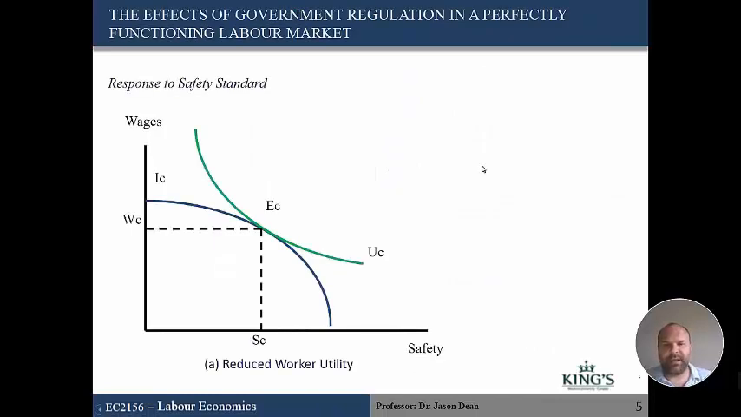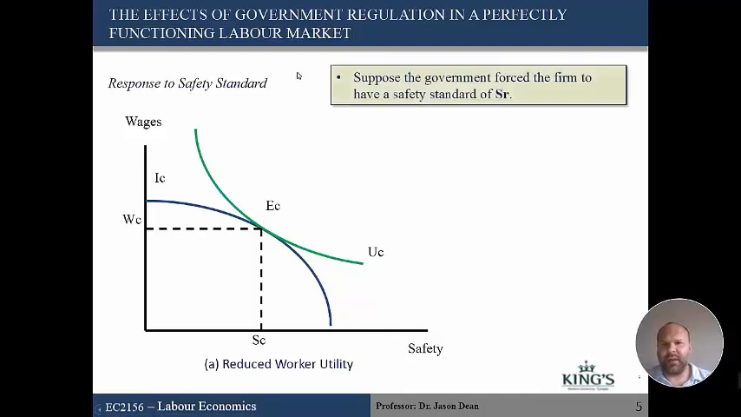Now we're going to apply it to see the impacts of a safety standard. Let's suppose we have a worker in a firm, and the worker would optimize by choosing this point here. They would accept this wage for this level of safety, and this would maximize their utility. Now what if the government comes along and forces the firm to have a level of safety of SR? What's the impact of that? Is the worker going to be better off or worse off? Well, the worker is definitely going to be safer now, but does that mean they're going to be better off?